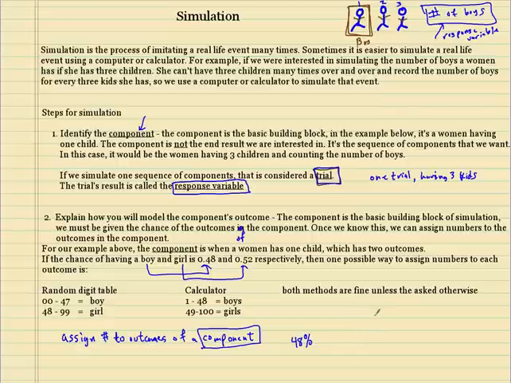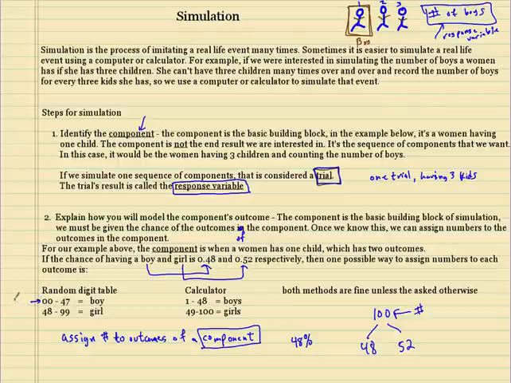So if I took 100 numbers, because that's how many numbers I'm going to pick from, how many numbers need to be for boys? If there's a 48% chance, 48 numbers need to be for boys and 52 numbers need to be for girls. So if I start from 0, 0, then I'm going to go up to, if I'm using the random digit table, 47.